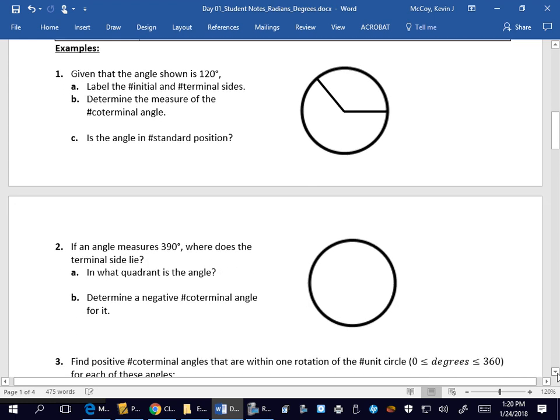All right, so here's a good example. Given that the angle shown is 120 degrees, now because it is a positive value, I know that it started at the positive x-axis and went up to here in a counterclockwise fashion. That's 120 degrees. Label the initial side. Well, the initial side is the positive x-axis.